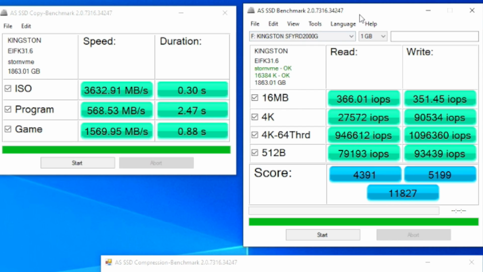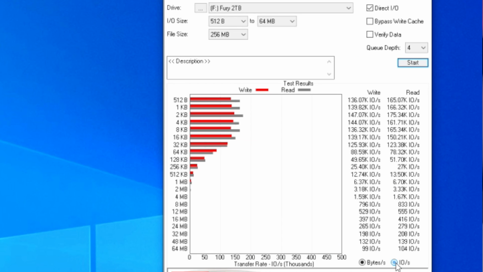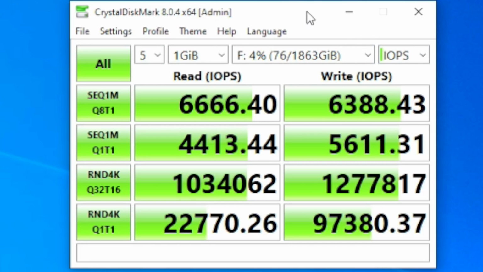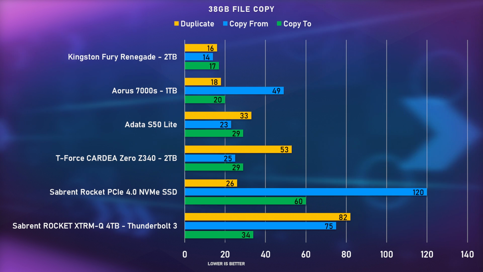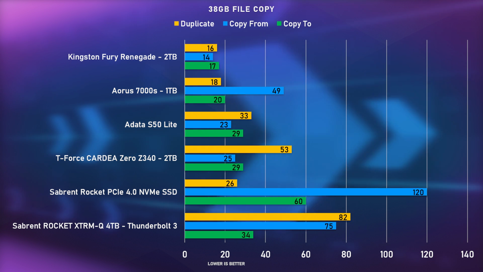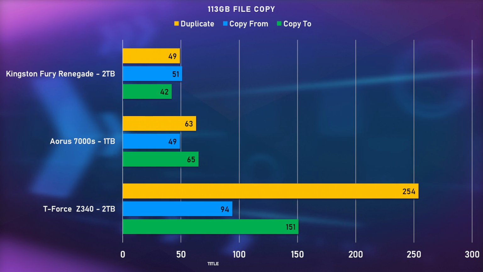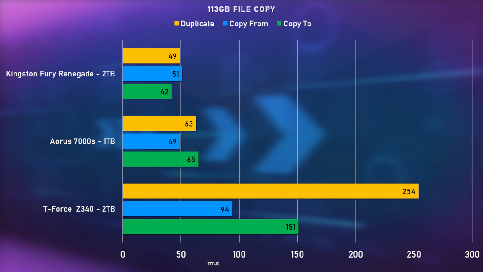Now, as for the real world transfer speeds, I did copy over a 38 gig and 113 gig Steam file. The test consisted of copying the files from the Sabrent Rocket PCIe 4 NVMe SSD to the Renegade, and then copying the same files back to the Sabrent, and then duplicating the files on the Renegade itself. So copy to, copy from, and then also duplicate on the drives.